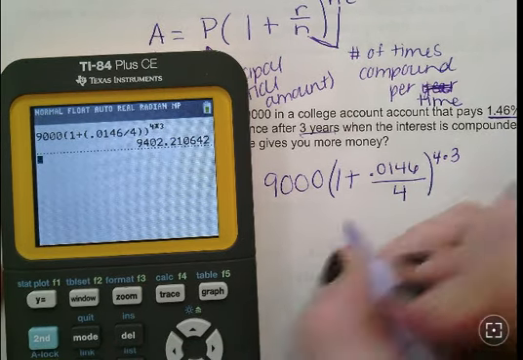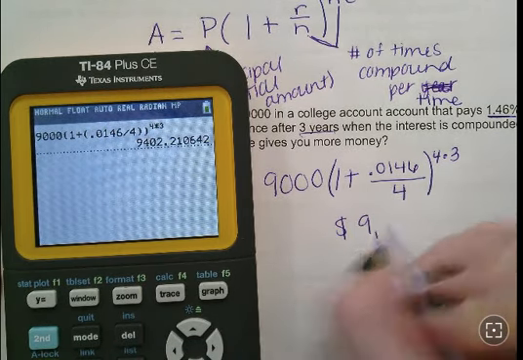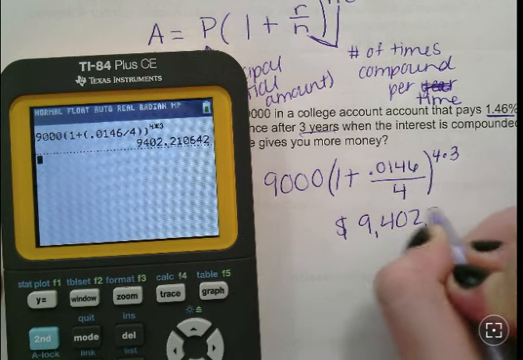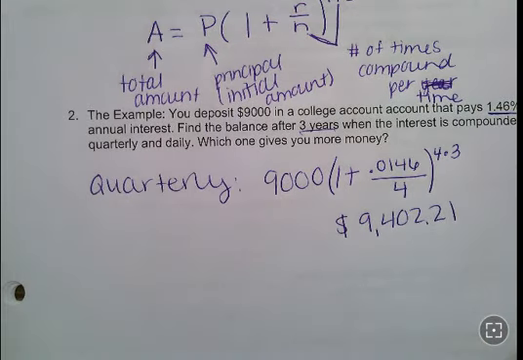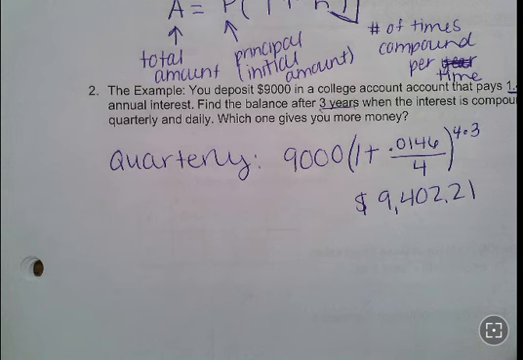So the final answer here is $9,402.21. So that's pretty good. If you're earning $402 in three years, that's pretty awesome. Okay?